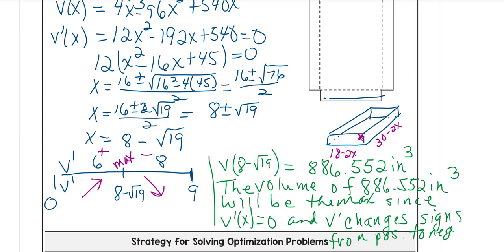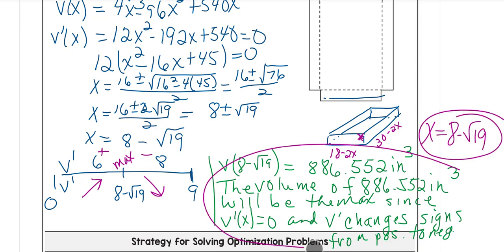So I have my two answers. And I also want to make sure that I include that x equals 8 minus the square root of 19, because it asks for the x too.